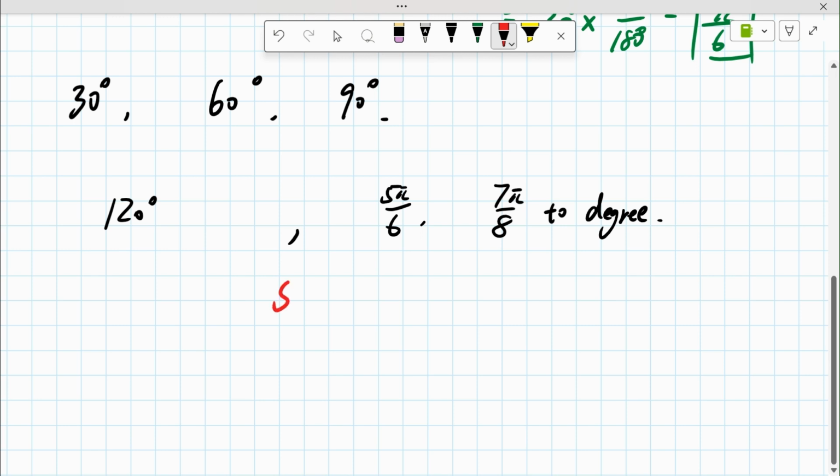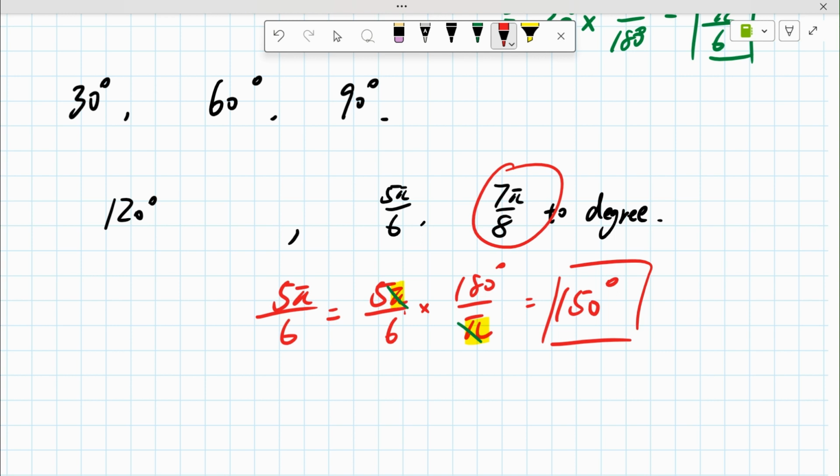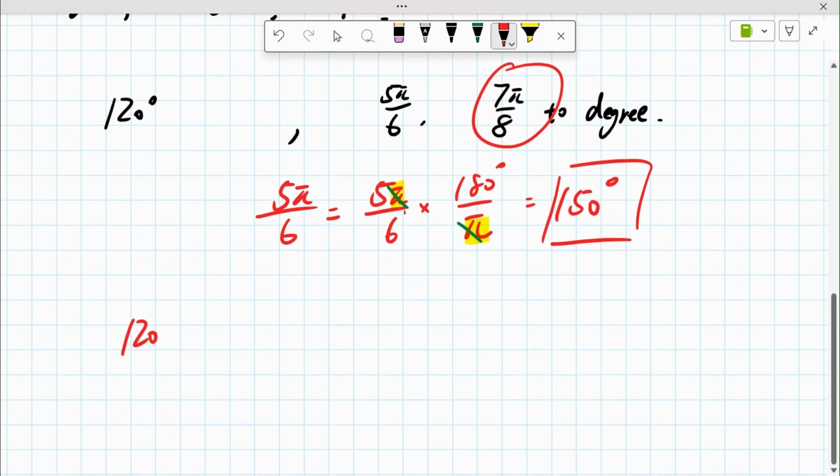So if I say 5 pi on 6 equals some degrees, so that equals 5 pi on 6 times 180 over pi. Now pi and pi cancel out, so now we just simplify that. 5 on 6 times 180, so that equals 150 degrees. Yeah. 7 pi on 6 is a similar way to do it.